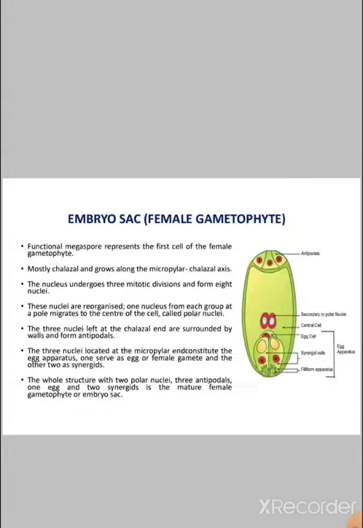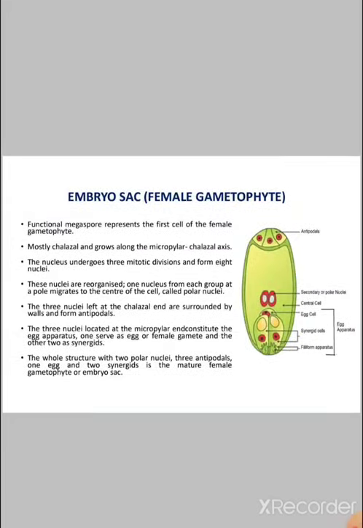The nucleus undergoes 3 mitotic divisions and forms 8 nuclei, as shown in the diagram. These nuclei are reorganized. One nucleus from each group at a pole migrates to the center of the cell, called polar nuclei. The 3 nuclei left at the chalazal end are surrounded by walls and form antipodals. These 3 cells are known as antipodals.